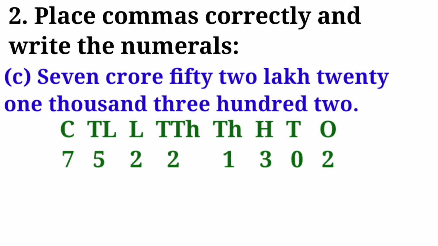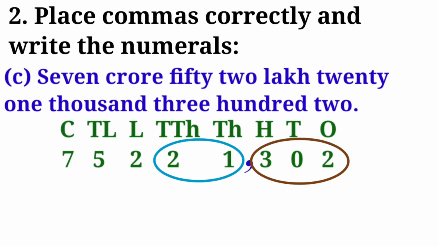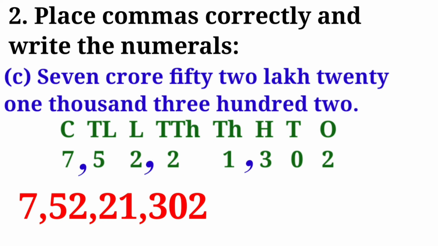Now C part is 7 crore 52 lakh 21,302. Now you have to write it firstly in the place value table. So in the place value table you will write the numbers. After that count 3 digits from the last and place the first comma. Then count 2 digits from this comma and place the second comma. Again count 2 digits from this comma and place the third comma. Now the number is 7,52,21,302.